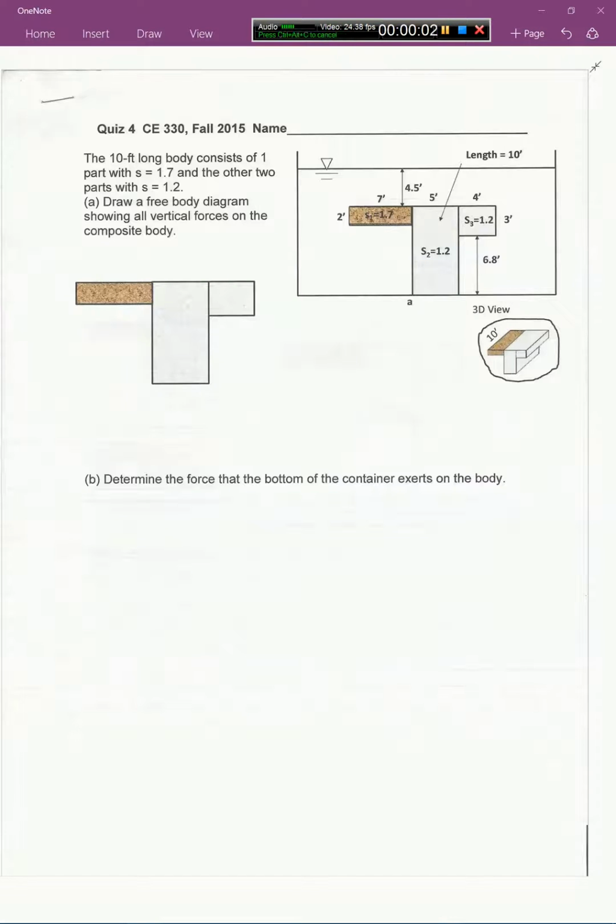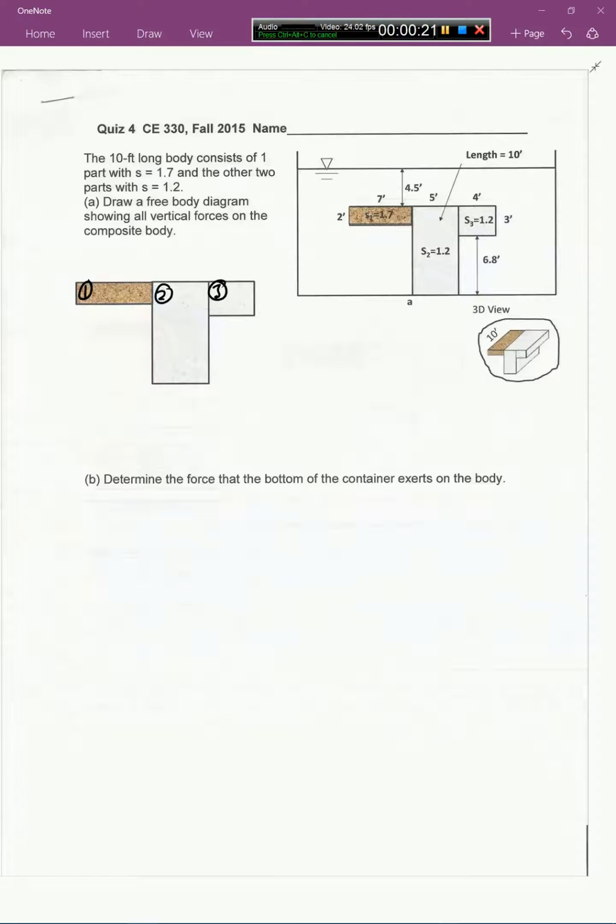Okay, so I'm here to explain how to do quiz 4. This problem has a 3-part body. We'll say the cork is 1, the middle one is 2, and the right part is 3. Part A asks us to draw a free-body diagram of all of the vertical forces that act on this body.